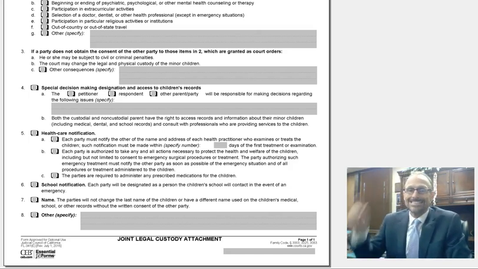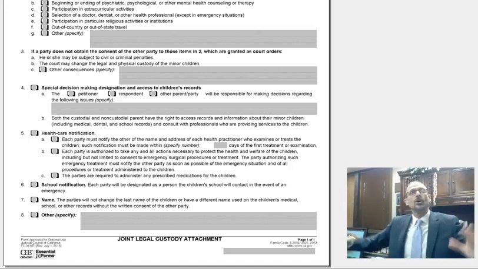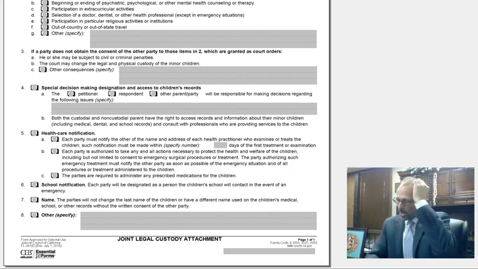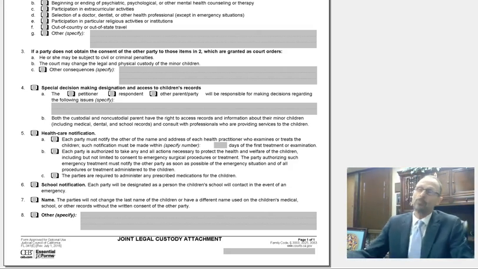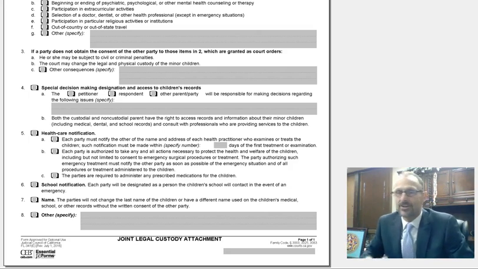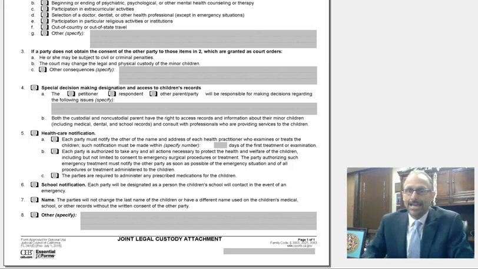All right, folks, that is the joint legal custody attachment. It is attached to a judgment or a court order or a request for orders or a responsive declaration. It's always attached to some other form. You're never going to file this form on its own. That's it for this form.